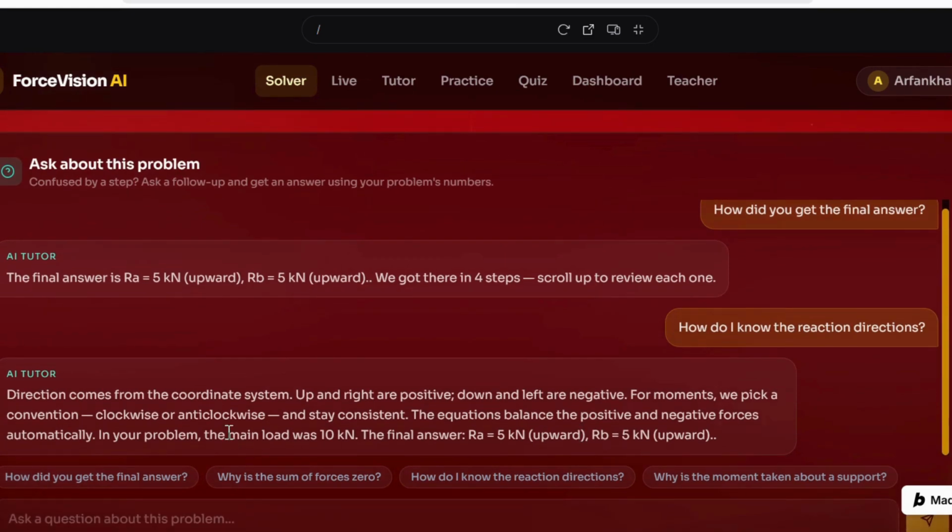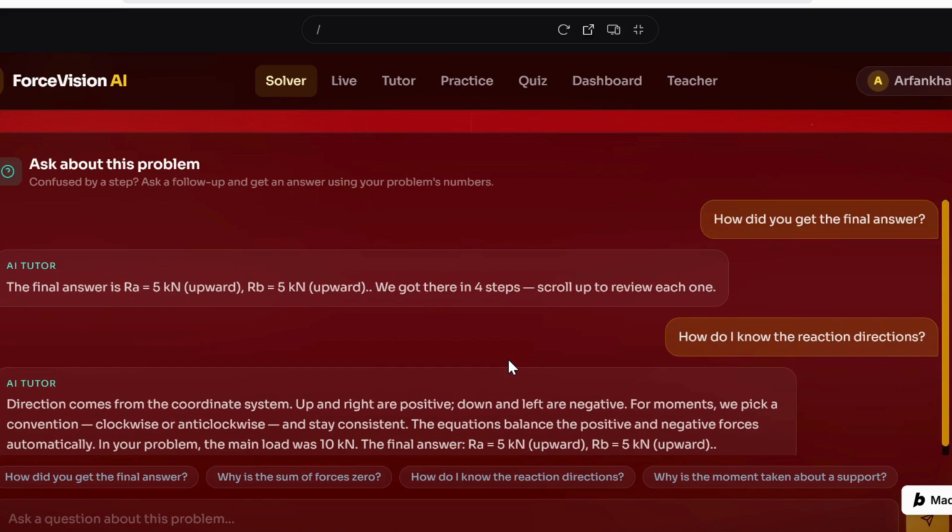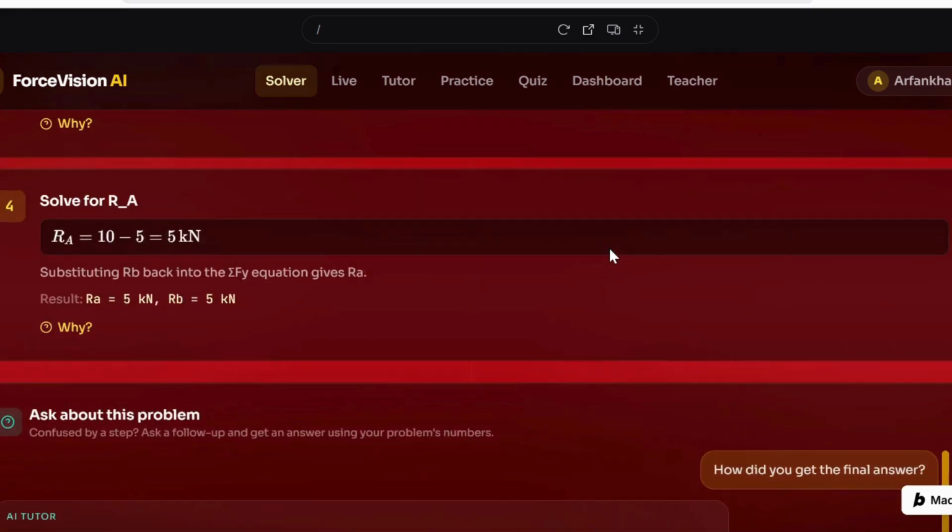Then again, next question, and the answer was generated within a minute. As you can see, the action comes from the coordinate system. And next we are going to see about the FBD of this problem, and the overall FBD generated for every problem, and we are going to explore that.